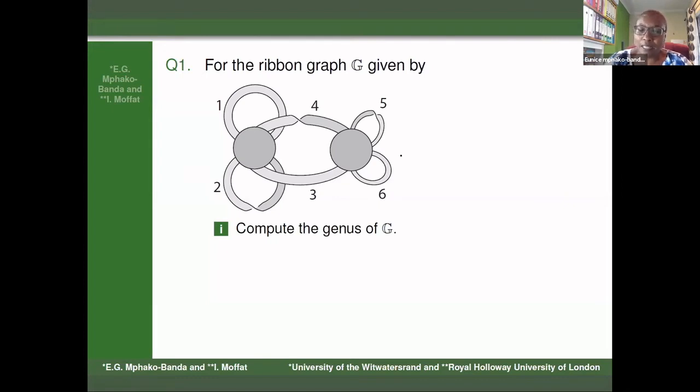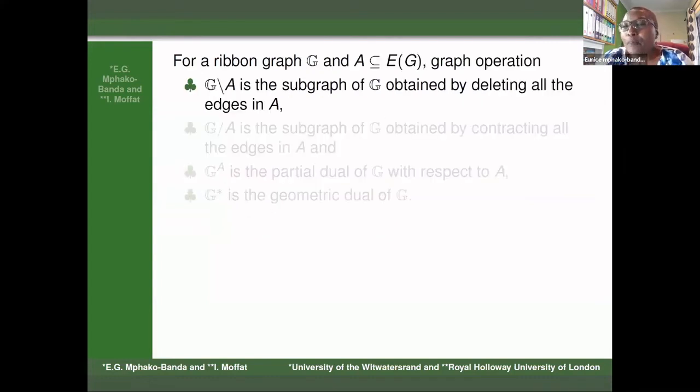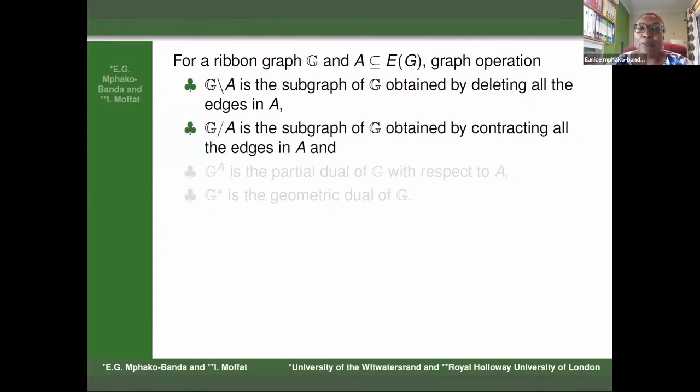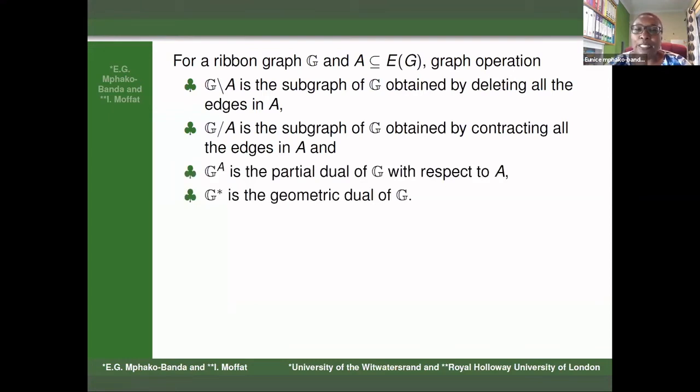Then once you understand the concept of the genus, we go to the graph operations which Prof. Moffat already introduced. G minus A is the subgraph which you obtain by deleting all the edges in A. And we had G contract A. He showed you how it is complicated to do the contraction of the graph. And we had the partial dual of G with respect to A, and we have the geometric dual G star. So with these concepts, you know the genus.